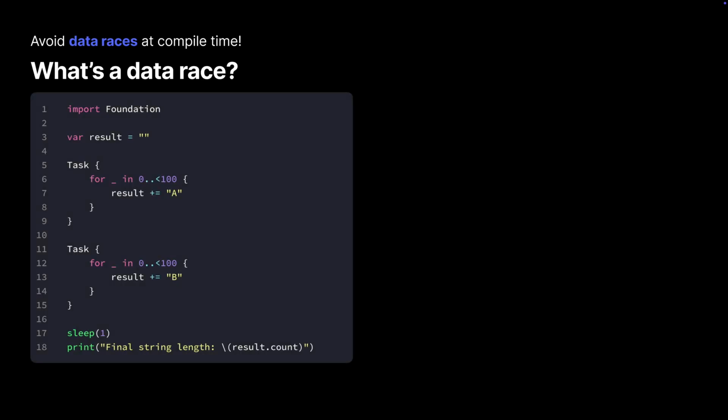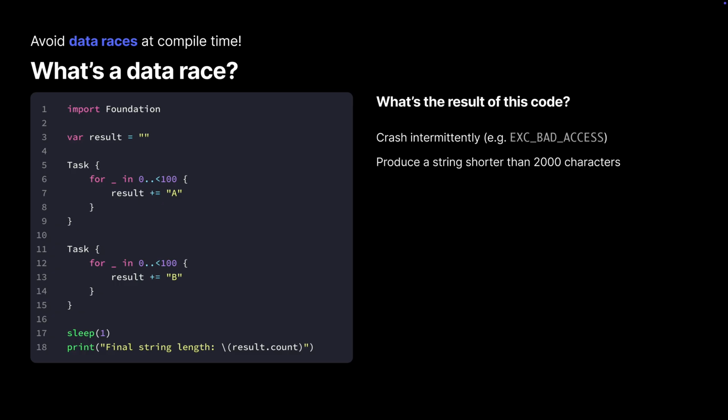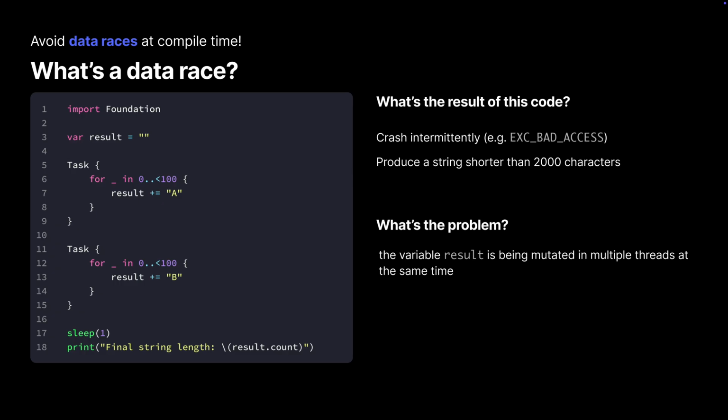In this code, there are two tasks that run in parallel and modify the same variable. So what's the result of its execution? Hard to say. It will be non-deterministic, because the result variable is being modified in different threads at the same time. That's unsafe shared mutable state.